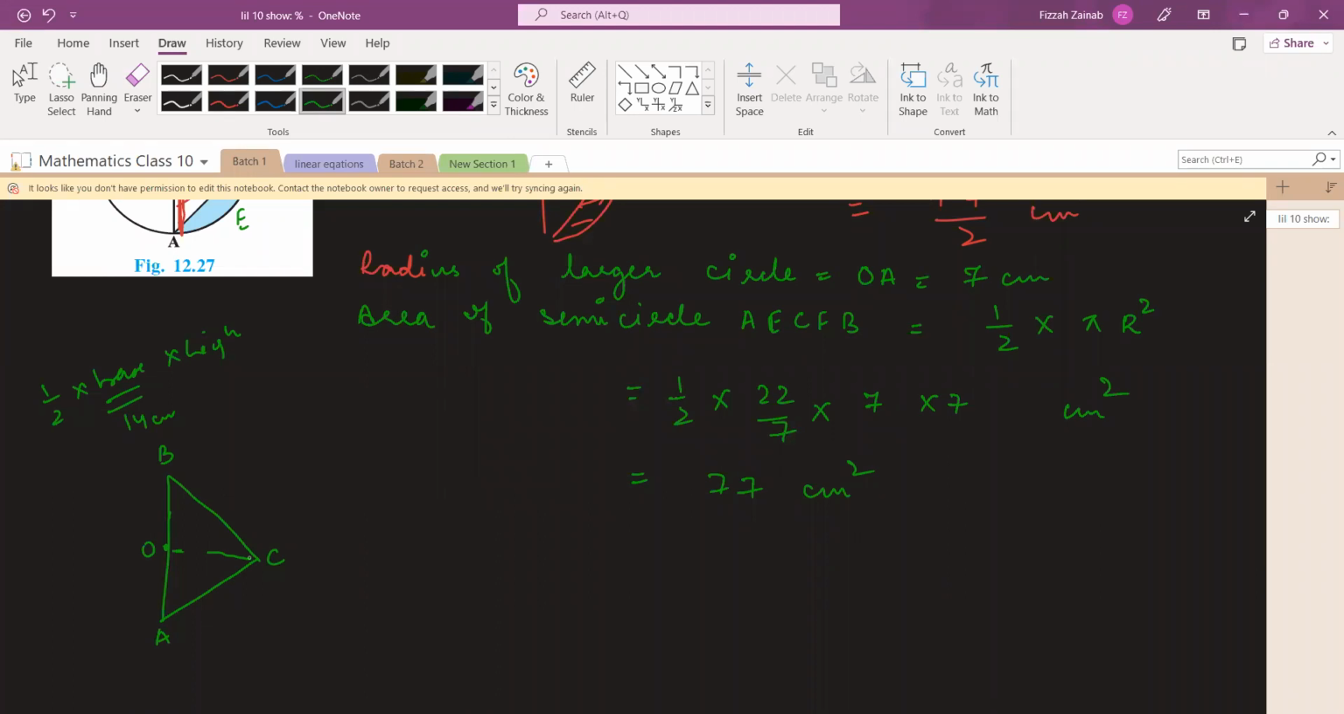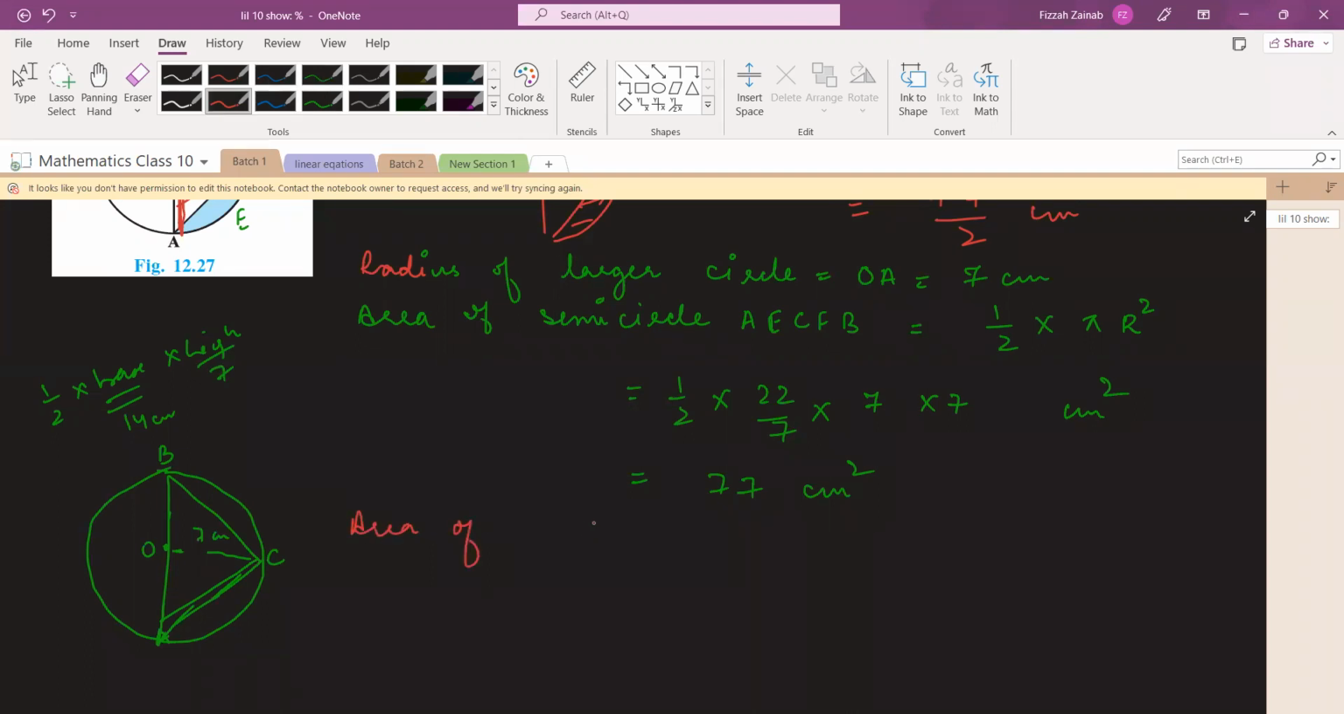Yes, how much is height OC? Now can you tell me how much is OC? OC is the radius. Yes, so how much is it? It's also 7, right? Centimeter. Because it's the radius of the circle, so this is also 7. So now you find the area of the triangle.